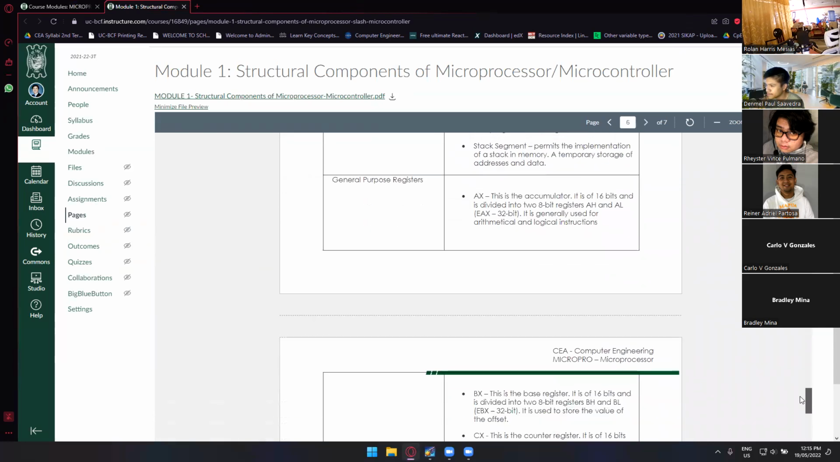Let's read this stuff. The general purpose registers.